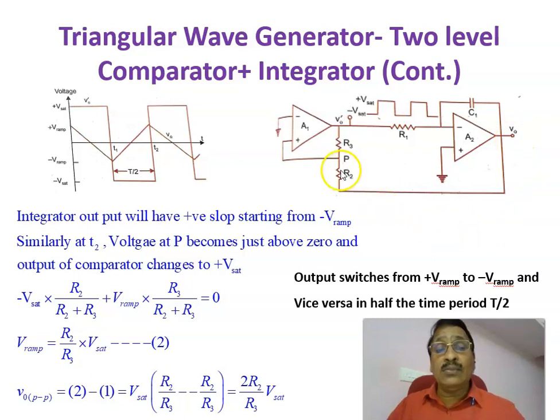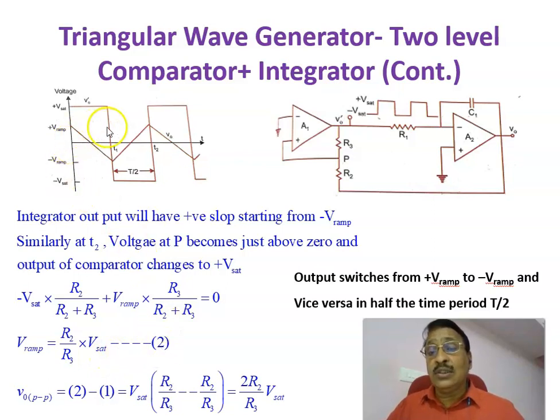Then plus Vram. This is the voltage that is coming. This is grounded. Plus Vram divided by R2 plus R3, into R3. Therefore, this voltage is just crossing the 0 point, which means we will be equating it again to 0. And from this second equation, again you will be getting plus Vram equal to R2 by R3 into Vsat. Therefore, you got the second equation.